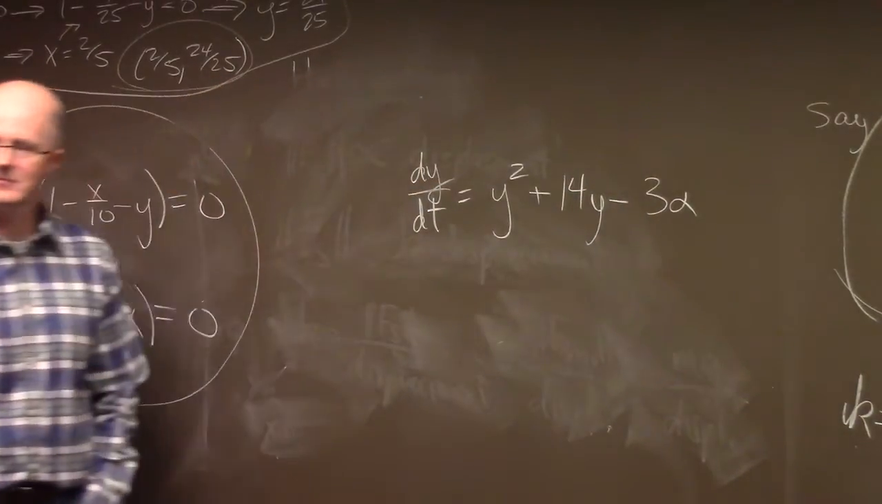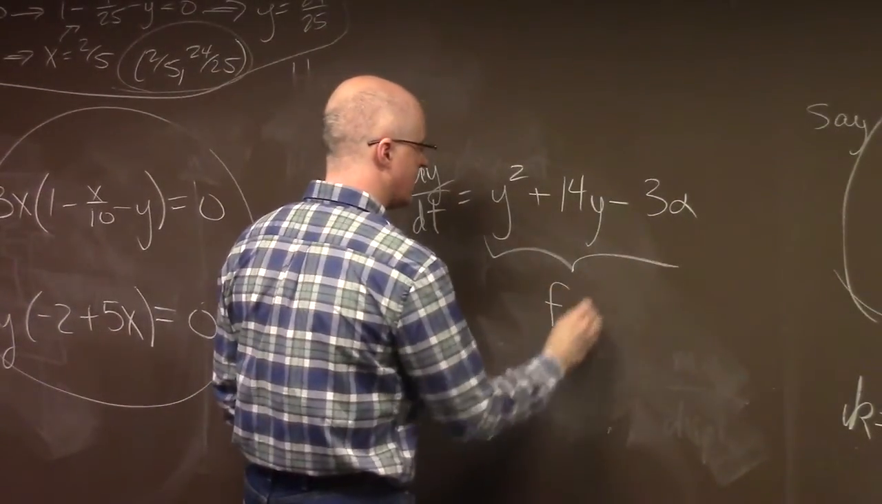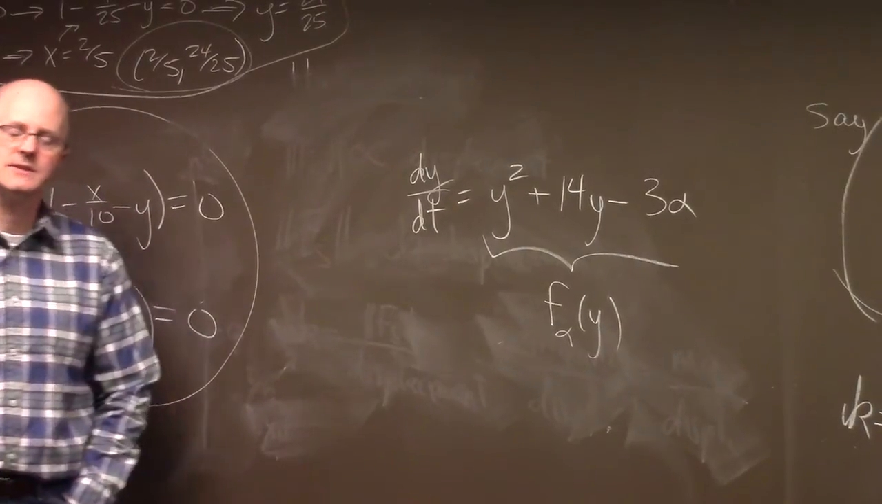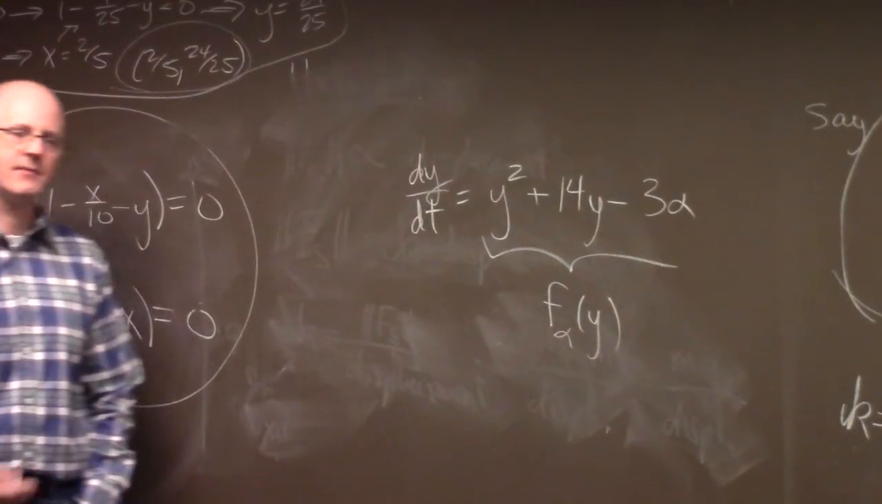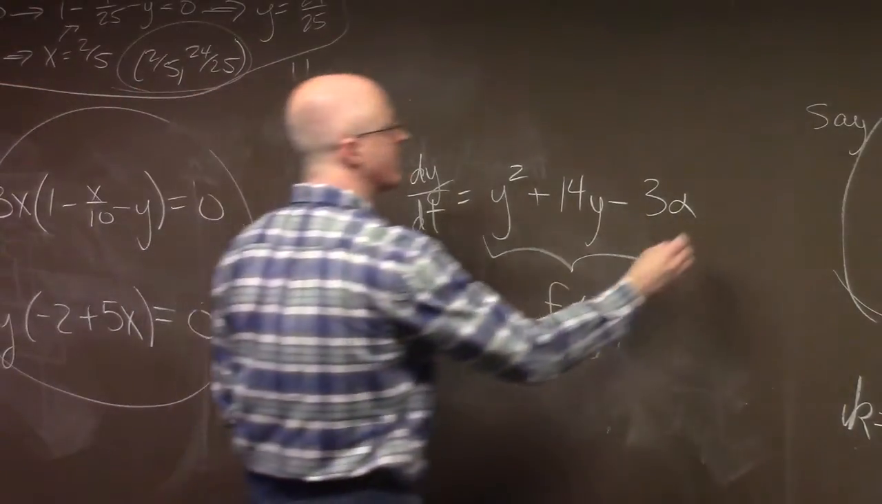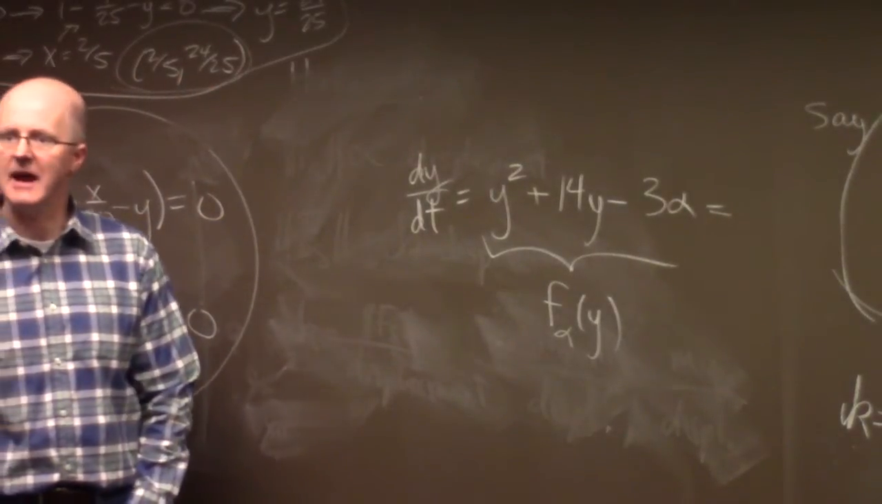So you have that. I put the alpha in there. That's a parameter. I call this f sub alpha of y. This is really a family of differential equations, infinitely many of them. Kind of thinking about them all at once by thinking about all their phase lines all at once. And when you draw a bunch of phase lines for different alphas, that's the bifurcation diagram.